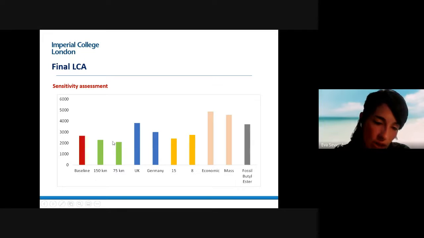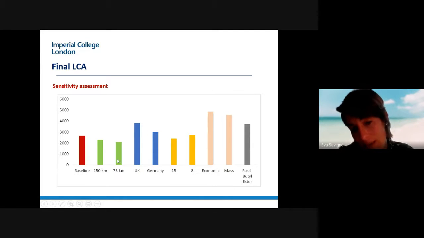And if we look into the environmental impacts, in this case climate change, CO2 emissions are going to decrease if we reduce the distance from the forest to the manufacturing site. We reduce slightly the environmental impacts associated with that.